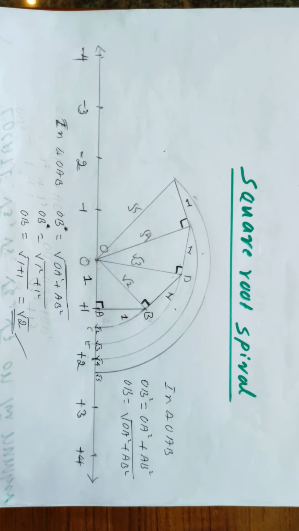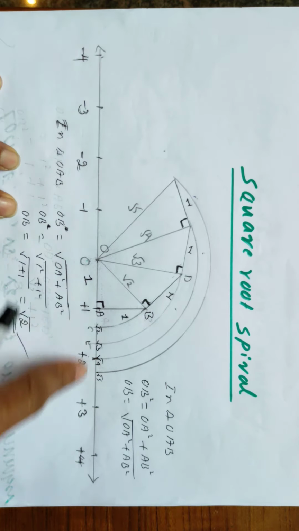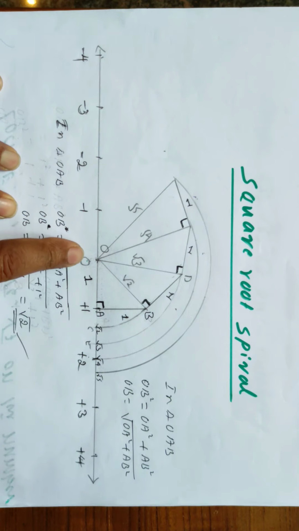Dear students, we have already learnt how to locate root 2, root 3, root 5, root 6 on the number line. I would like to brief it once again. First you have to draw a line and locate 0 anywhere on the number line.